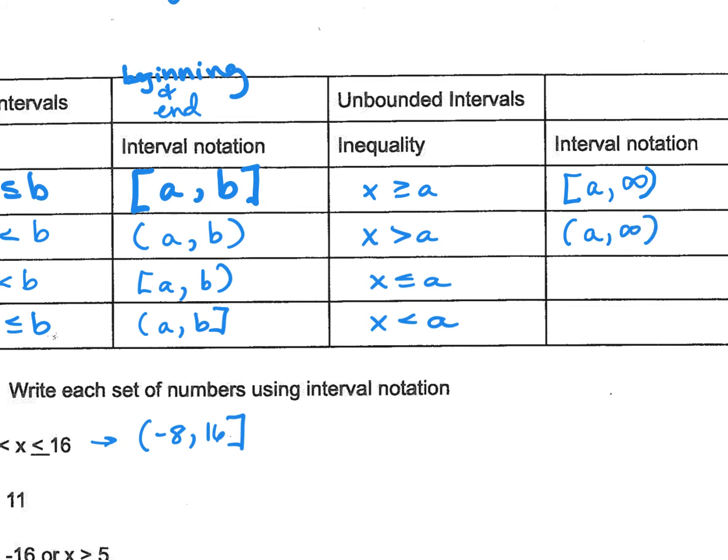X less than or equal to A. Yep. Right? So then you put the infinity first? Yep. Remember, in interval notation, we're always reading from left to right. So which one comes first? Negative infinity comes first before the number does. So then you can tell this one's going to be negative infinity to A, parentheses here. Okay?